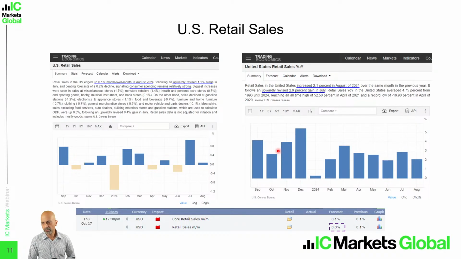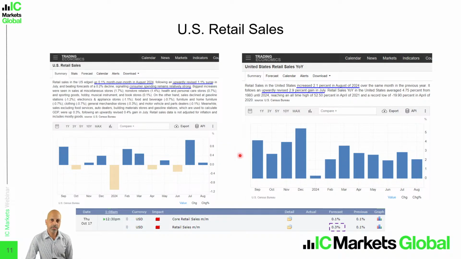Right, and finally, retail sales are out for the US on Thursday as well. So retail sales over the last couple of months have been pretty steady. Right, July's number was revised higher, up to 1.1%, while August came in at a slight growth of 0.1%. So consumer spending so far has remained relatively strong, and when you look at it on an annualized basis, it has remained relatively steady since February of this year.